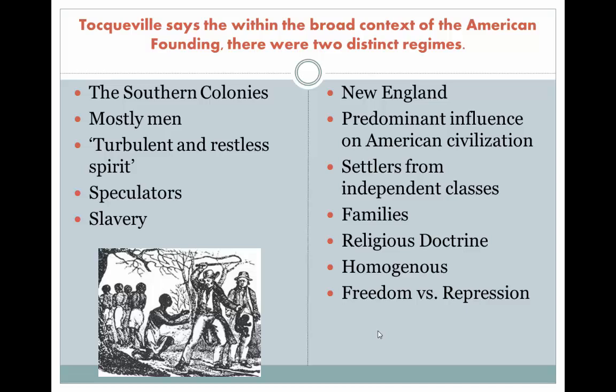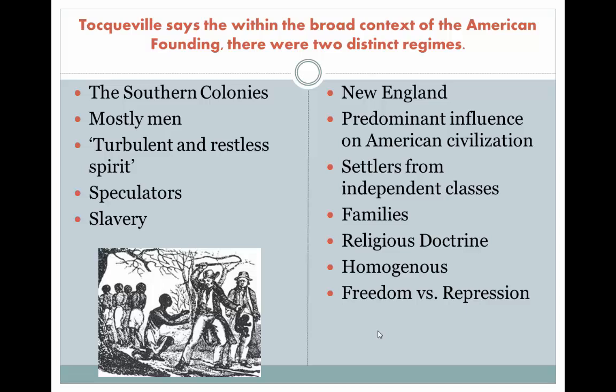So Tocqueville says if you understand where this regime or American way comes from, you need to look back at the two beginnings. There's one in the South and one in New England in the early colonial history of America. And they're two very different regimes. In the South, we've got mostly men, not a lot of families showing up. A fairly turbulent, restless spirit, and they're there speculating, meaning looking for riches, looking for gold. And within 13 years of the first colony, Jamestown, being established, we have the first slave boat arriving. So slavery is pretty much integrated into the entire regime of the southern colony.